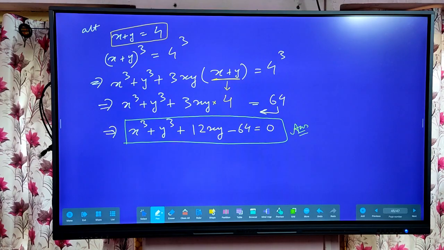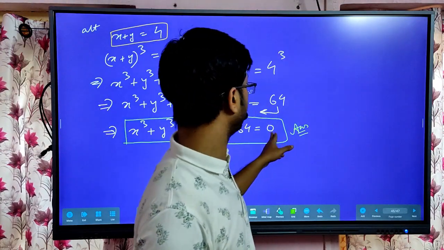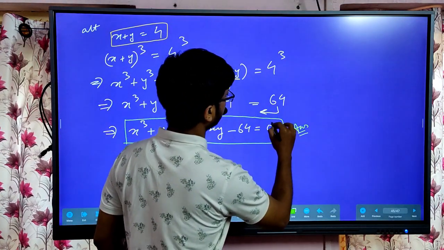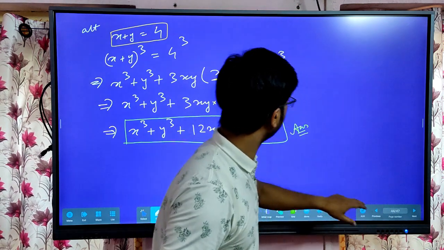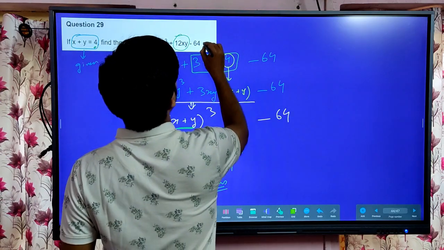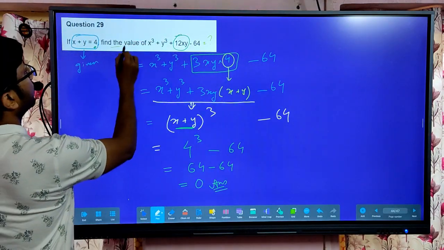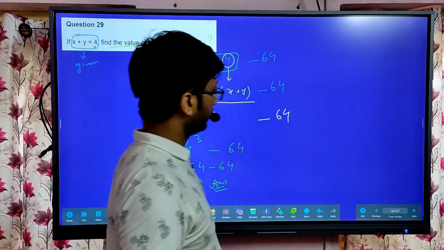So you see that this value is asked for: x cube plus y cube plus 12xy minus 64 equal to how much? So this is the answer, 0 is the answer. Isn't it? Find the value of, okay.